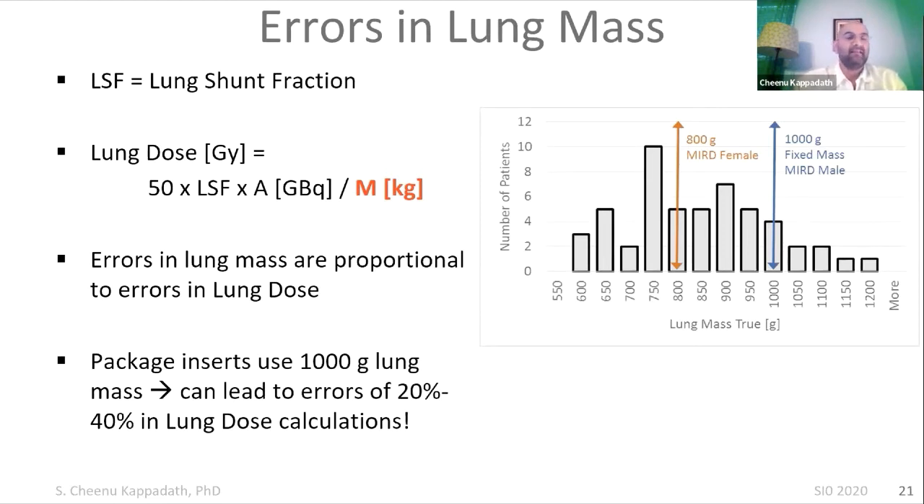Let's take a look at a simple thing such as lung shunt fraction. If you look at the package insert of both devices, they say, for example, use a 1 kilogram lung mass for all patients. Here is a distribution of lung masses that we have computed based on CT imaging of about 50 patients, okay? And you can see that, well, here is the 1 kilogram lung mass that you're supposed to use for everybody, but there is a big spread of lung masses. And like I said, because the errors are proportional, if you use a 1 kilogram lung mass for all of these patients, you could have errors from 20% to 40% in your estimates of lung dose. And that is stemming purely from the estimation of lung mass.